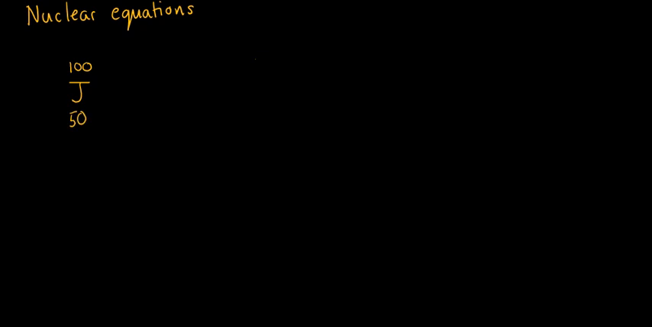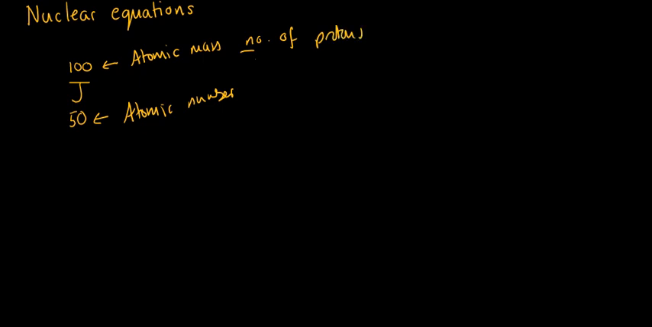And generally speaking, in the periodic table, you have two numbers. The larger number is called the atomic mass, and the smaller number is called the atomic number. So they represent different things. The atomic mass represents the number of protons and neutrons in that atom, and the atomic number represents just the number of protons.